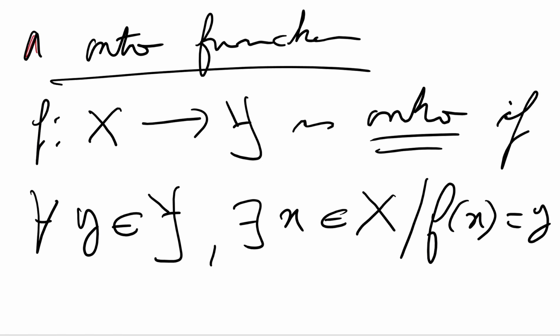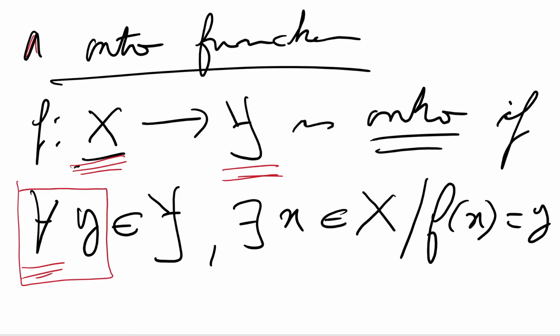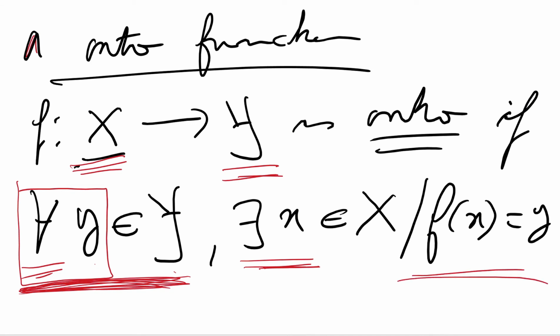So again, there are two things that you have to see here. This is the domain, this is the codomain, right? You say that f from X to Y is onto if for every, and this is very important, for every y in the codomain, there must exist something in the domain such that f of x equals y. So if you have some element in the codomain that doesn't have an antecedent in the domain, it's not going to be onto.